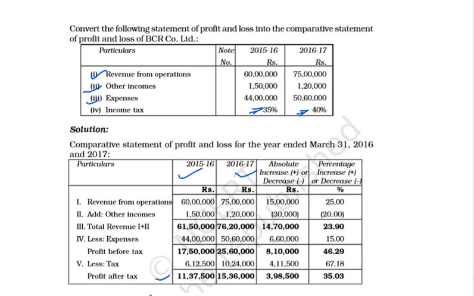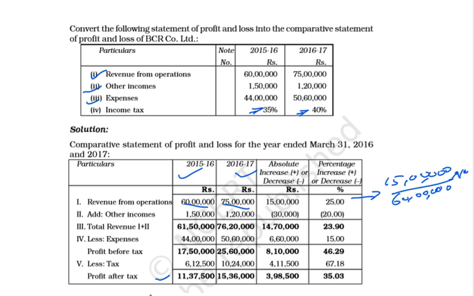Then absolute changes. Absolute changes means this is 75 lakh minus 60 lakh. We are getting the 15 lakh here. So this column, how to calculate? This 15 lakh divided by that total, how much is the 60 lakh? That 60 lakh into 100. Okay, then you will get this 25.